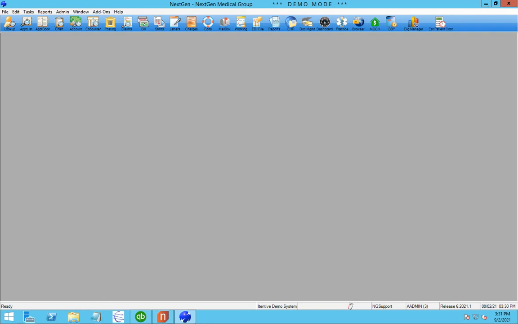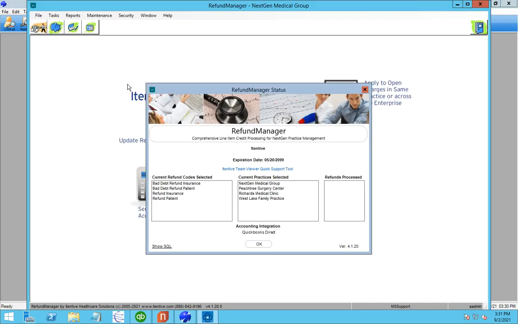RefundManager streamlines and automates your NextGen line item credit processing. RefundManager is built to be a NextGen add-on. It integrates into your NextGen system. When it's registered, only people with the correct group memberships will be able to see the add-ons. RefundManager goes one step further and allows you to segment those groups down to the individual users.